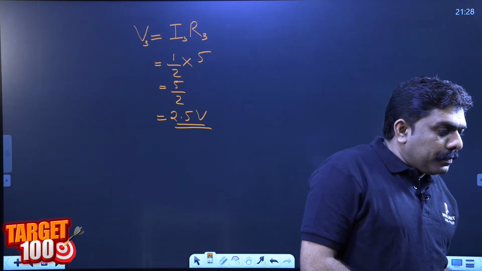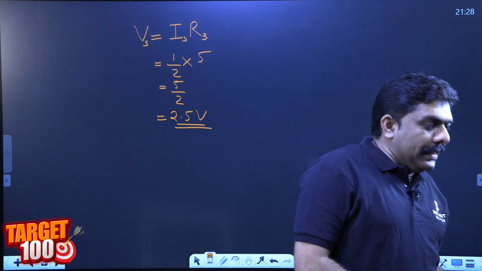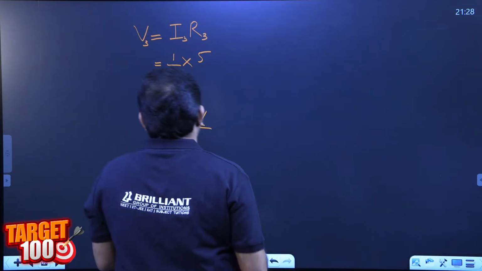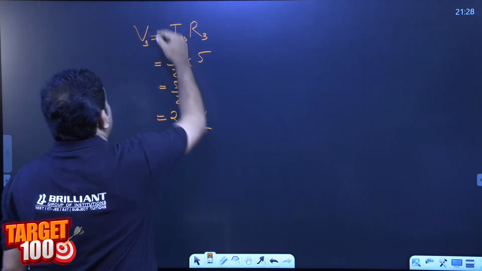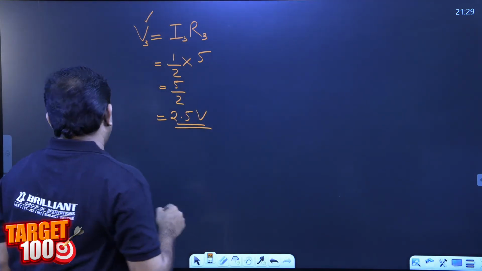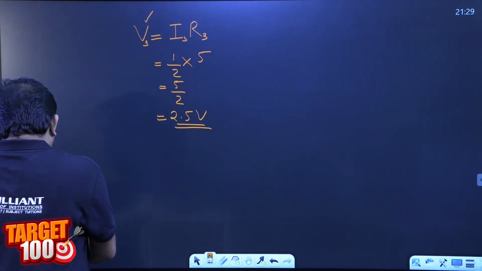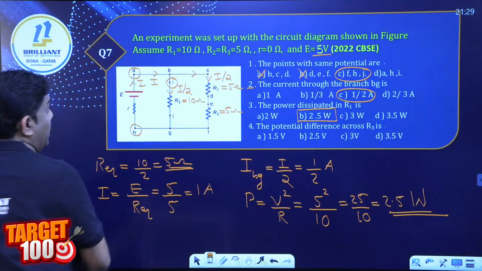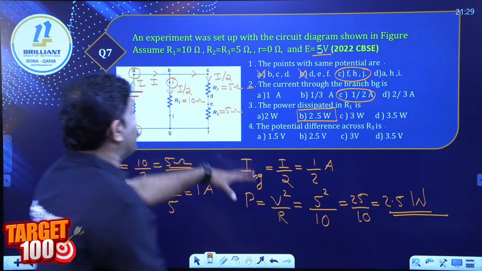Yes, right, there is a cell. That's why 2.5 volt is there. V3, correctly. So we can say this is the picture now, the potential difference across this. Please rewind this picture now.